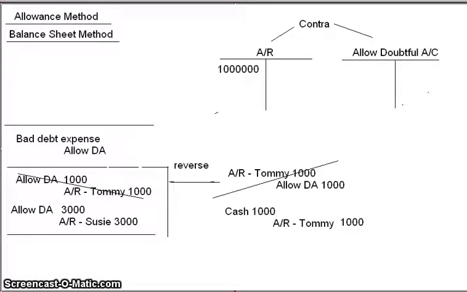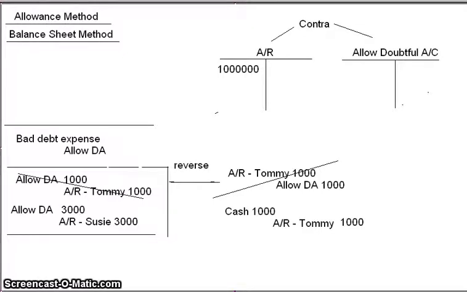Okay, welcome back. Next, let's look at the balance sheet method. You can see I'm using the same worksheet to work from, and I'm just going to modify a few things. And the reason this is called the balance sheet method is because what we're really doing here is we're looking at our receivables to come up with our allowance for doubtful accounts.